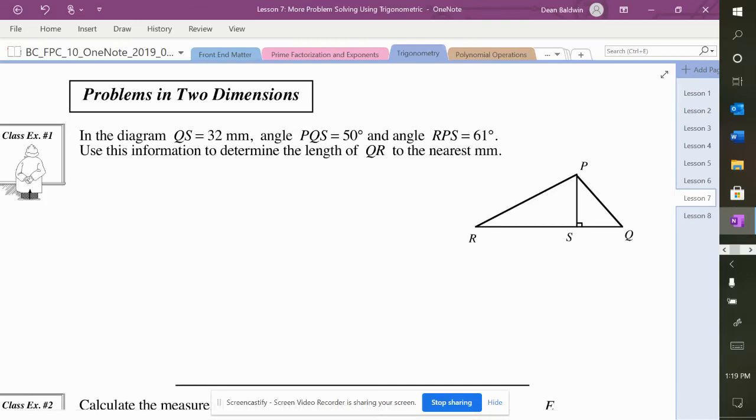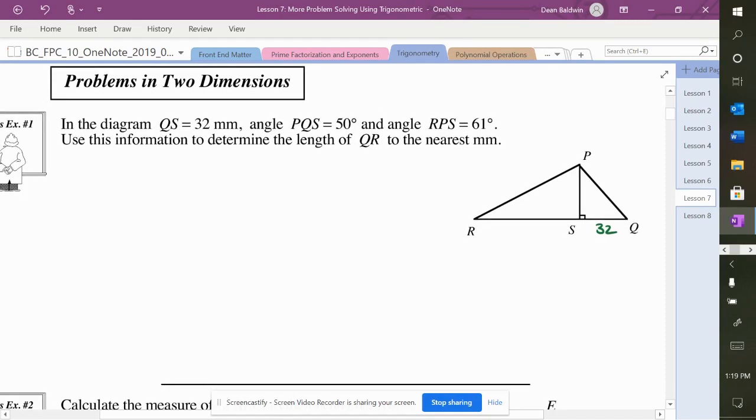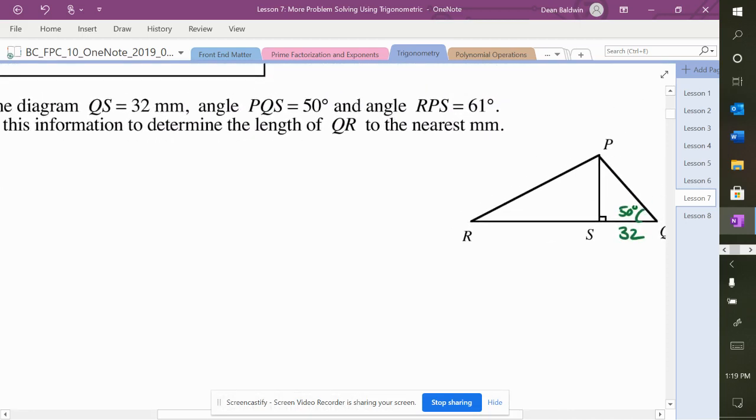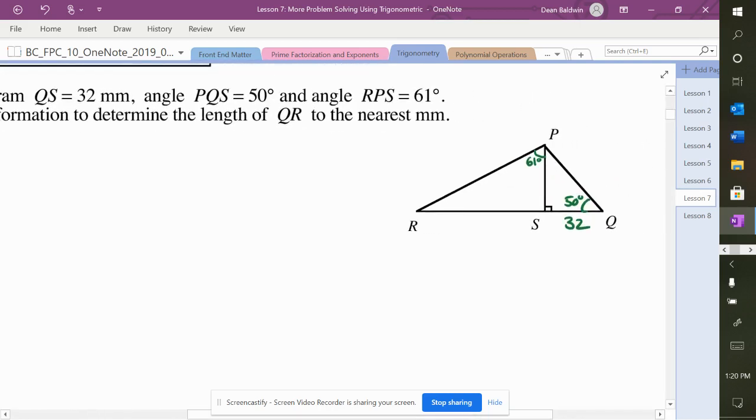They tell us that QS is 32. So that's 32. PQS, if I list 3 letters, what letter is the angle? The middle one in between. So PQS is 50. And RPS is 61. So that is 61 degrees. And they want us to find QR.